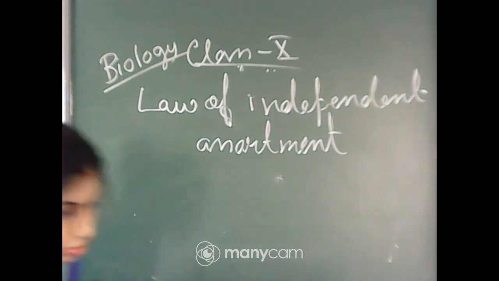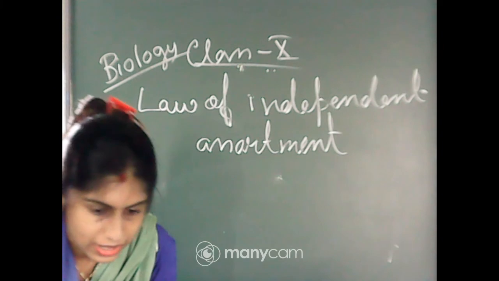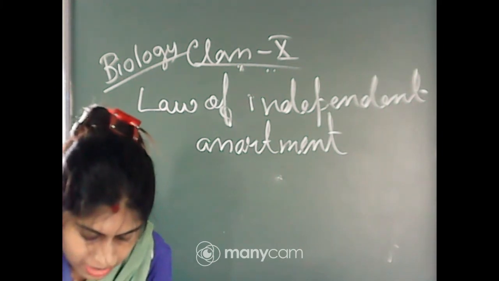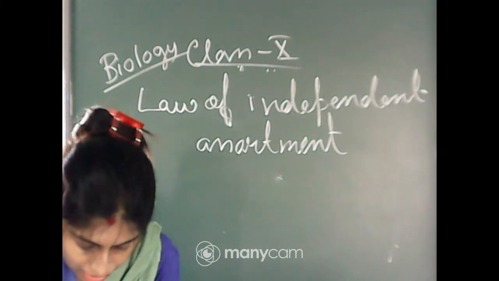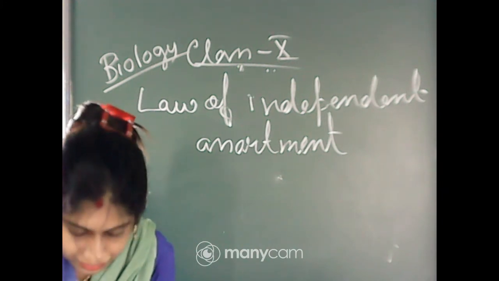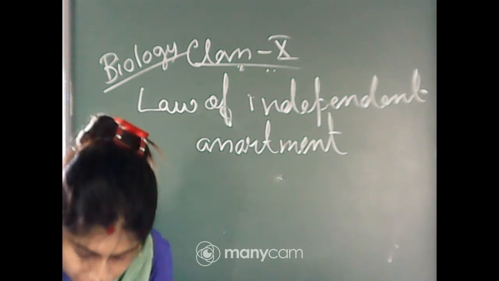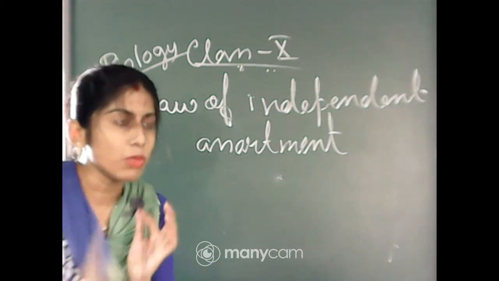I am telling you the law first: when there are two pairs of contrasting characters, the distribution of each pair to the gametes is independent of the distribution of the other pair, or each pair of characters may combine with either of the other pair. I am giving you just one example.